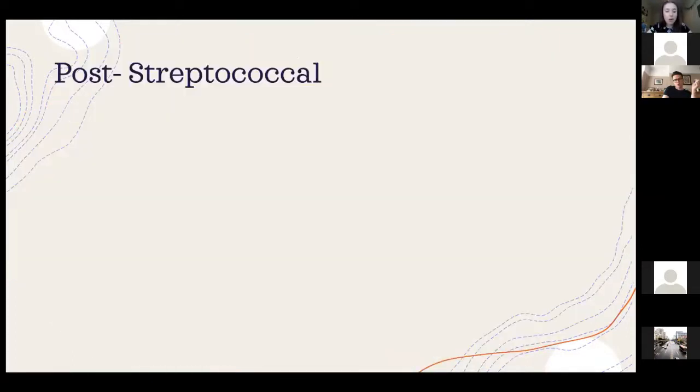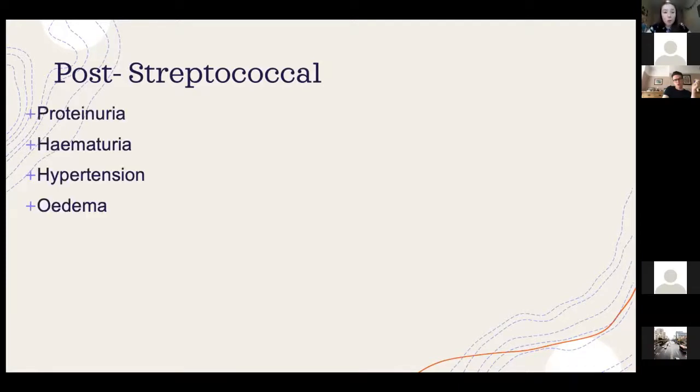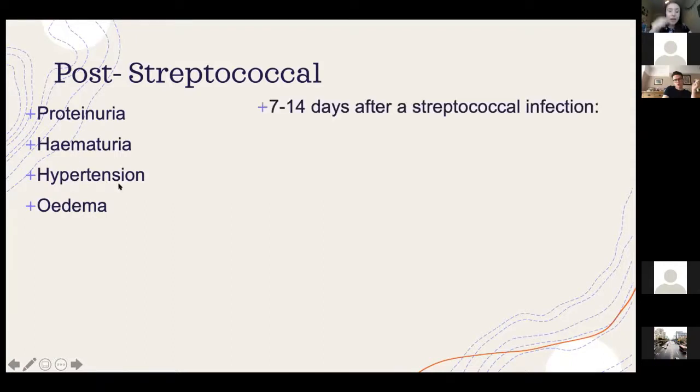Post-streptococcal is the one they like to confuse you with between IgA and post-strep. Post-streptococcal is a mix because it presents with both massive proteinuria, but also hematuria, and that can be macroscopic or microscopic, hypertension and edema. So as you can see, it's got the main factors of nephrotic with proteinuria and edema, but also nephritic with hematuria and hypertension. It can be any one of those groups, but typically it might be a mixture.